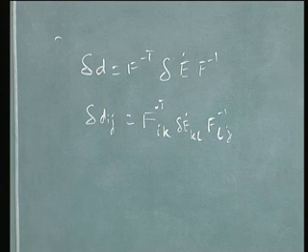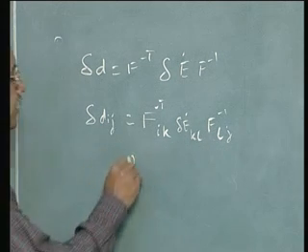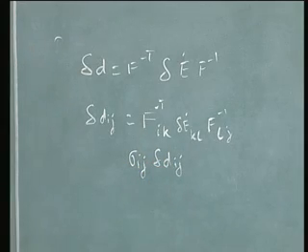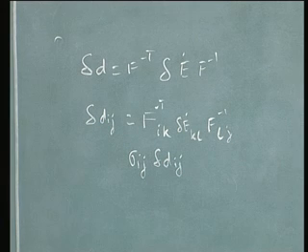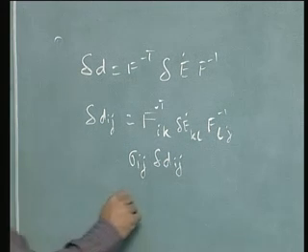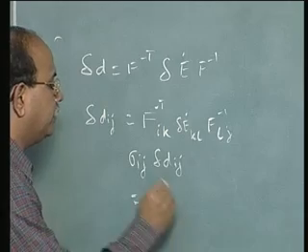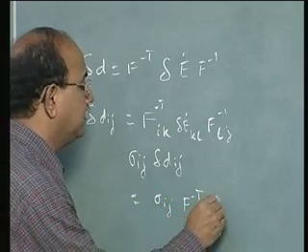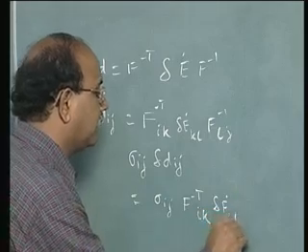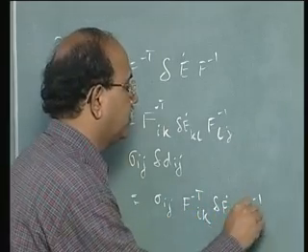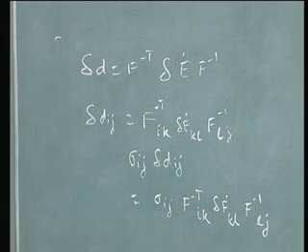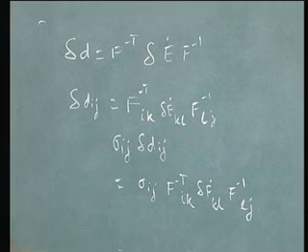So substituting it in sigma ij delta dij, of course, j is also there. J we will reserve, we will put it at the end. So this can be written as sigma ij F inverse transpose ik delta E dot kl F inverse lj. Is that clear? Delta E dot, not F dot, sorry.